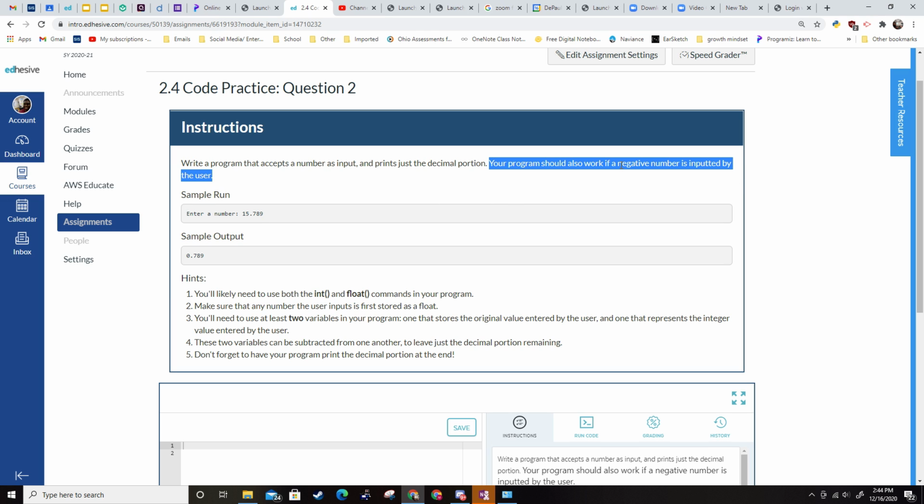What they mean by this, you'll notice a little bit in your example. In this example, they give us "enter a number" and they put 15.789. The output for this is 0.789. What they're telling you by this second sentence is that if we put a negative number, let's say negative 15.789, we should only get the decimal portion of this as we normally see it here. We should not be getting any negative answers for this, okay? So we want to be able to get just the regular answer that we are seeing right here.